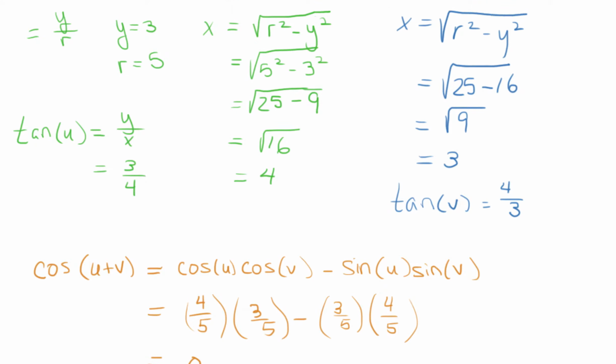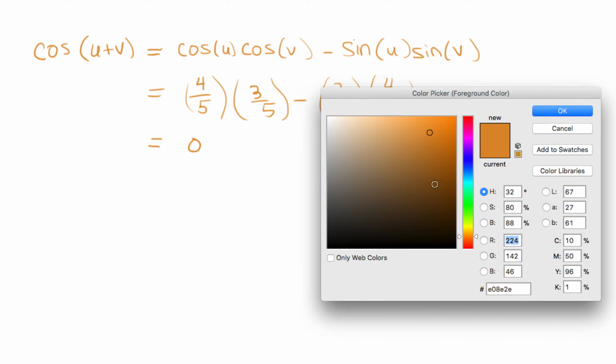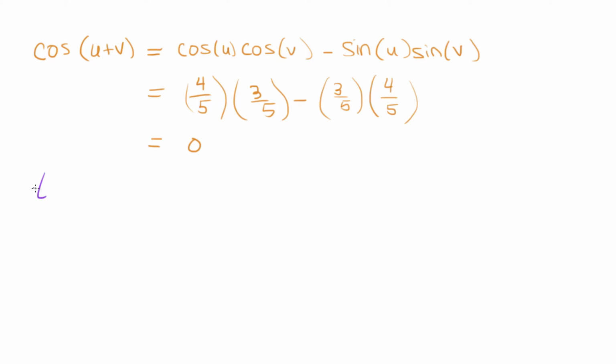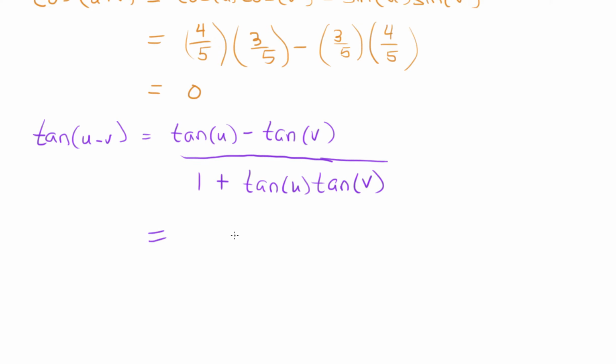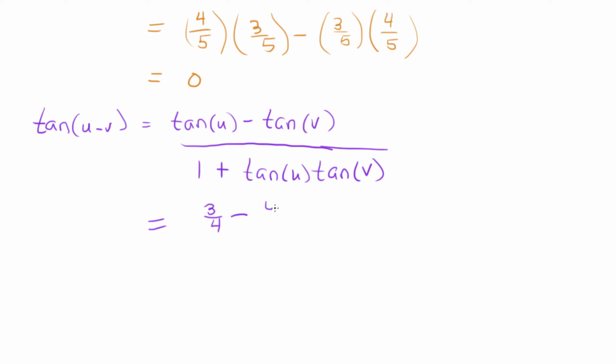Now let's do tangent of u minus v. So I'm going to use a different color. So tangent of u minus v. And again, using the identity, this is tangent of u minus tangent of v over 1 plus tangent of u times tangent of v. Now tangent of u is equal to 3/4, minus tangent of v is equal to 4/3, over 1 plus tangent of u, which is 3/4, tangent of v, which is 4/3.